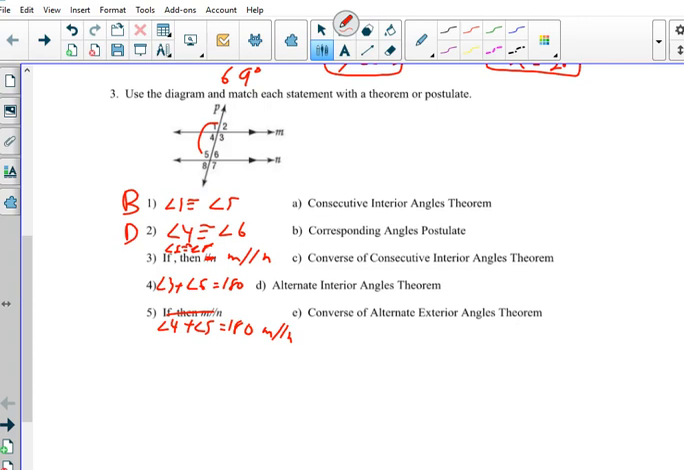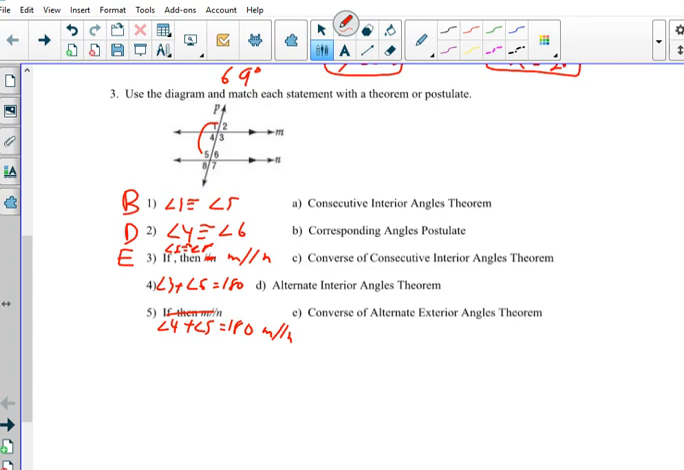Number 3, if 2 is equal to 8, those are alternate exterior angles. So that's the converse of the alternate exterior angles theorem. Usually we say if they're parallel, we know those are equal. Here we're saying if they're equal, then the lines are parallel. So that's the converse, where we switch the order in which we do it. Remember, that's switching the if and the then.